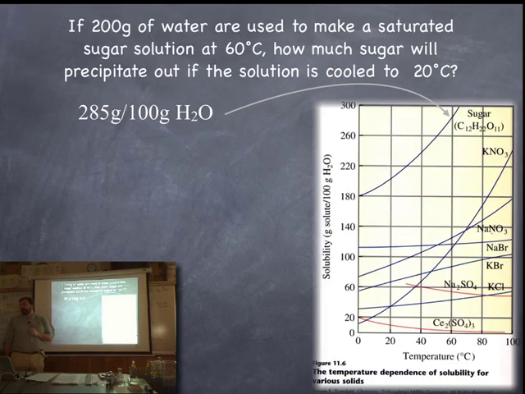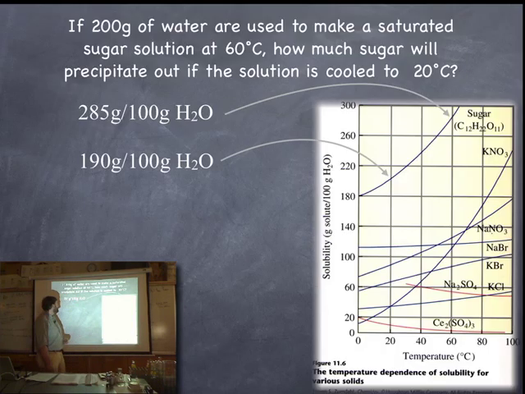Yeah, this is your example. I'm just going to walk through it because we have limited time. Then I would do the same thing at 20 degrees. At 20 degrees, I'd say, yeah, that looks like maybe 190, maybe 200. It's going to be approximate. Okay? So here is my 190 grams per 100 grams of water.